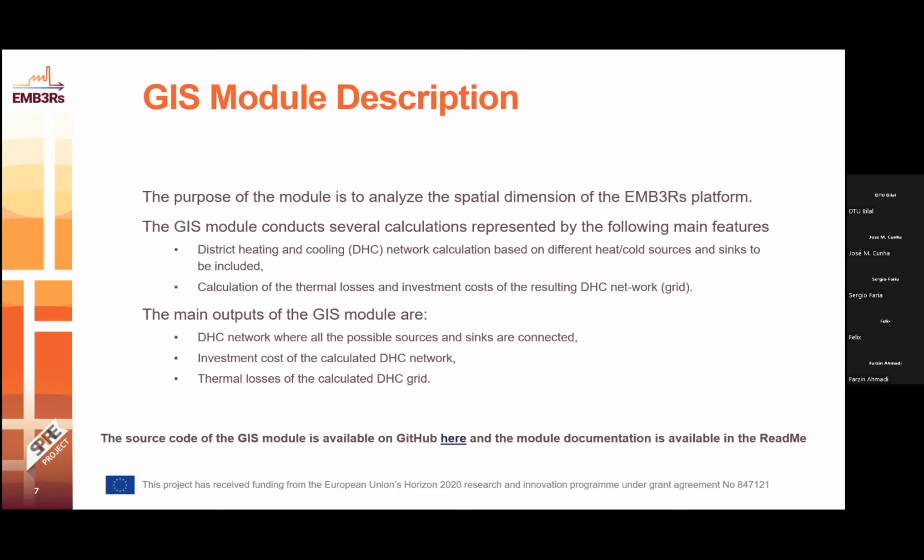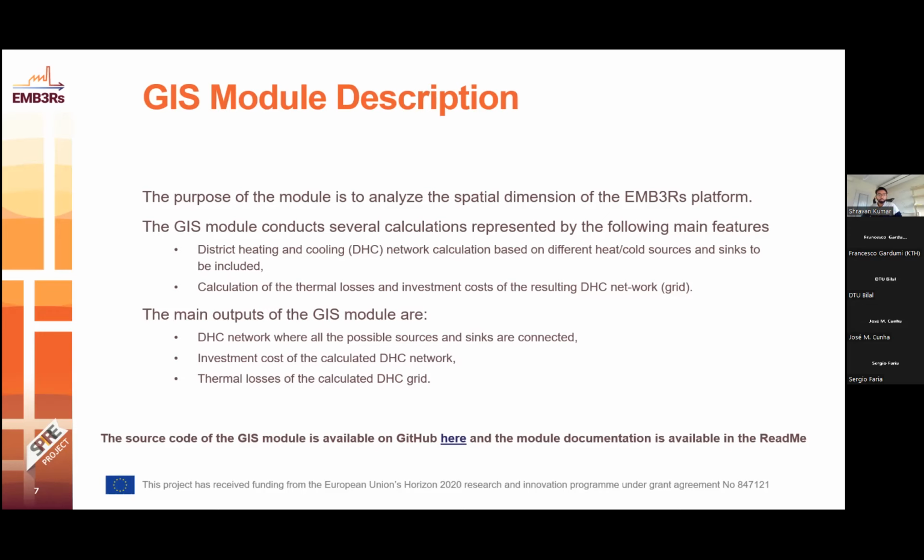So this is a brief description of the GIS module. The GIS module, as the name suggests, is the spatial dimension of the Embers platform, bringing in the spatial dimension of the district heating network or the cooling network that needs to be analyzed. So the main functionality of this module is to compute and determine the least distance connection between the sources and sinks, thereby creating the district heating network between these sources and sinks. And apart from that, it also calculates the thermal losses in the network and the investment costs of the resulting network. So it is organized as two sort of sub-modules.